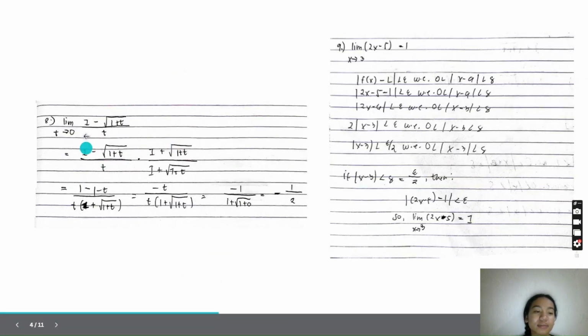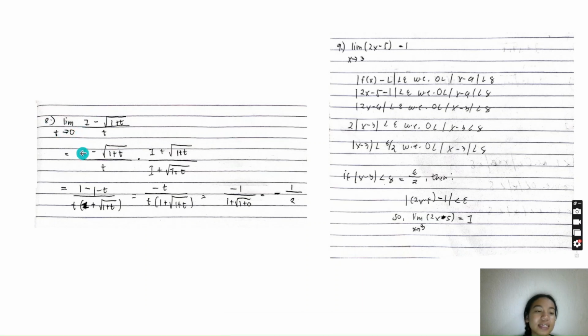Moving forward, given the limit of 1 minus the square root of 1 plus t, all over t, as t approaches 0. So same thing from our number 7. It involves something like this. So in this case, we are going to multiply it by its opposite operation. In this case, we have just changed the operation here for this to be cancelled. The square root symbol can be cancelled.